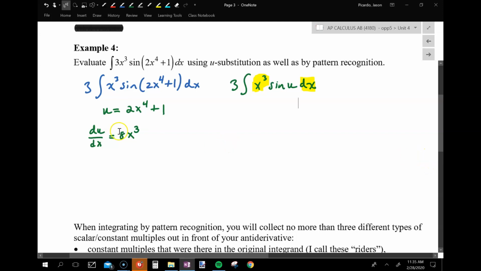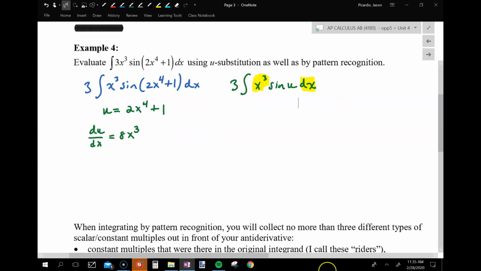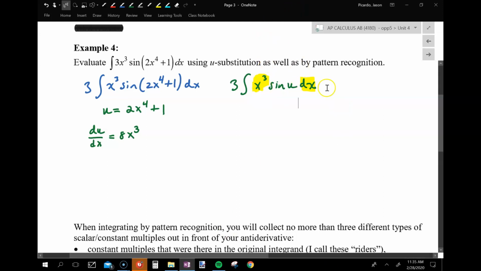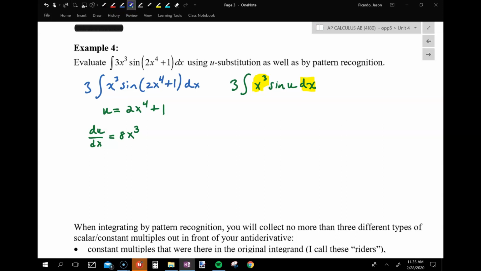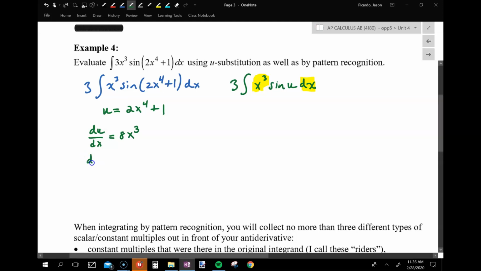Well, is there any way I can get this to look like this? I want it to say x cubed dx. So tell me what to do. Sure you can. Give me something. Give me one thing that's going to make it look more like that. Move the what? Move dx over. There you go. Divide by 8.